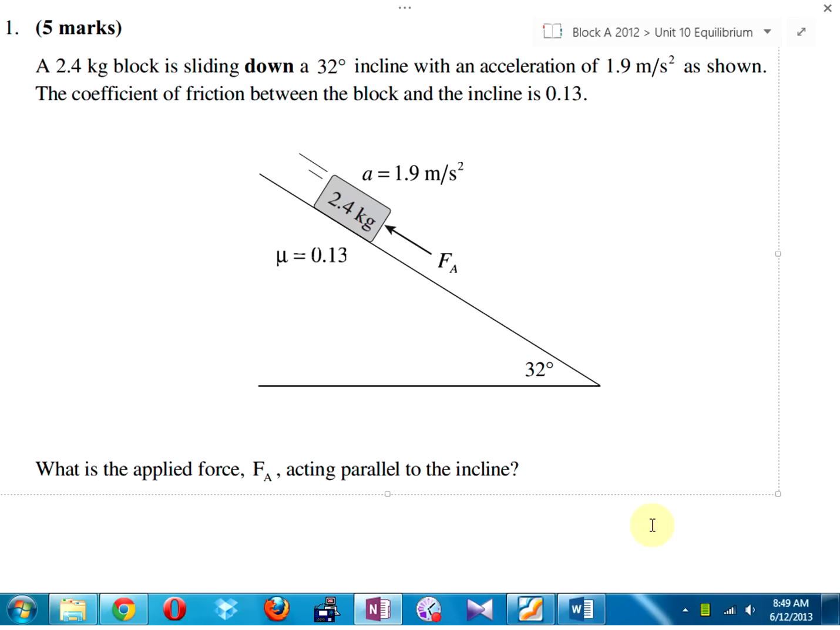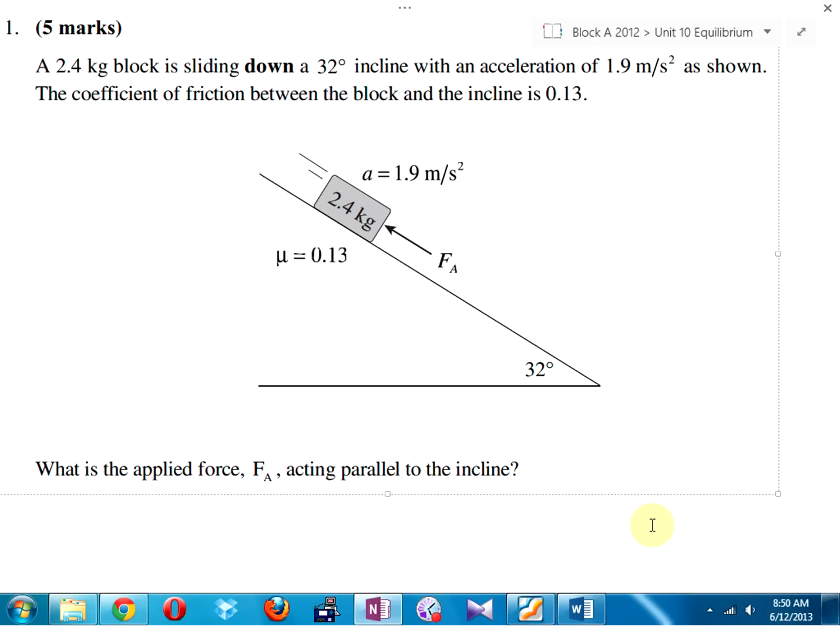What were the key ideas behind forces? A good free body diagram, and then we used our winner minus loser approach. But if we were on a ramp at angles, we broke everything up into components. So this says a 2.4 kilogram block is sliding down a 32-degree incline with an acceleration of 1.9 meters per second squared, as shown. The coefficient of friction between the block and the incline is 0.13. What's the applied force FA acting parallel up the incline?